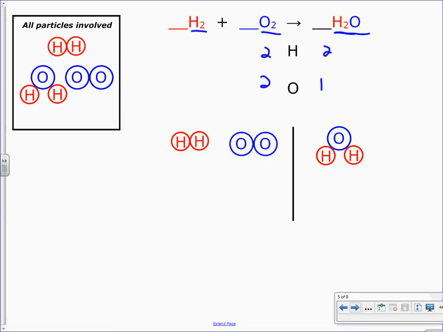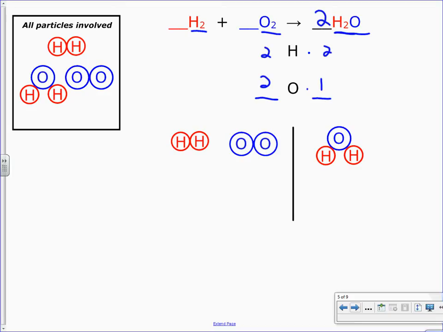So what you could do, you look to see what is not balanced, and in this case, it's the oxygens. So we want to take this 1 and we want to turn it into a 2. The way to do it would be adding a coefficient and then changing all of the numbers below. This not only affects the oxygen, but it also affects the hydrogen.